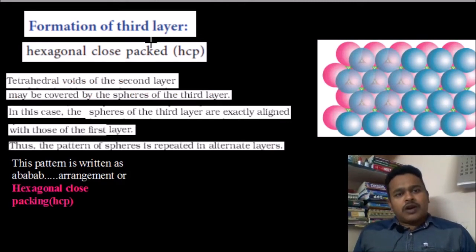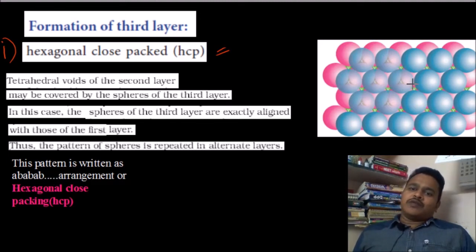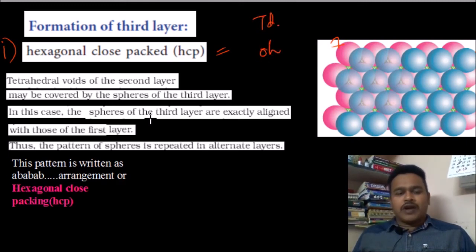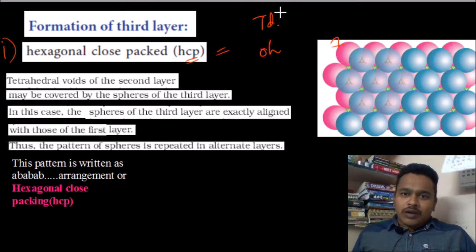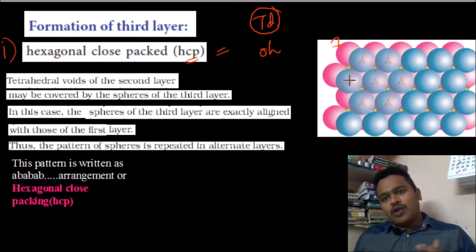See, now formation of third layer. In that third layer, one of the things is hexagonal close packing. As we discussed, once the second layer is formed, how many voids are you observing? Tetrahedral voids and octahedral voids. Now, to form the HCP structure, we have to arrange the third layer spheres on tetrahedral voids. Wherever tetrahedral voids are there, we are going to cover.